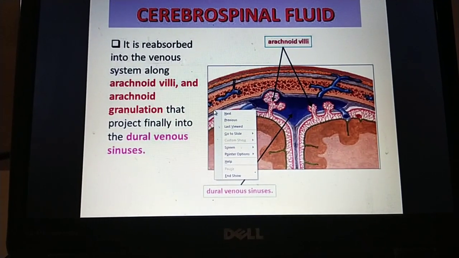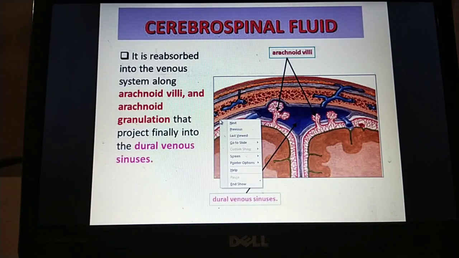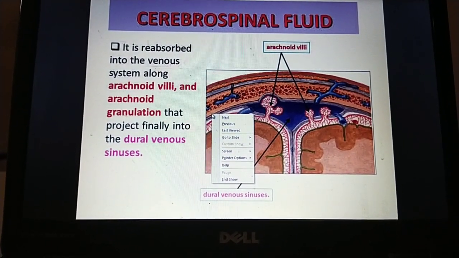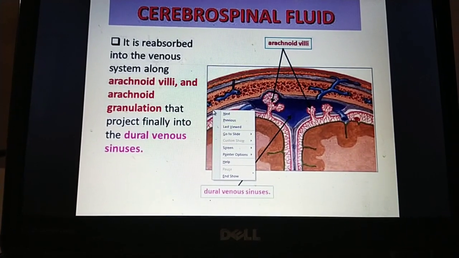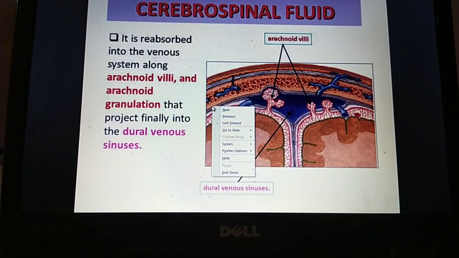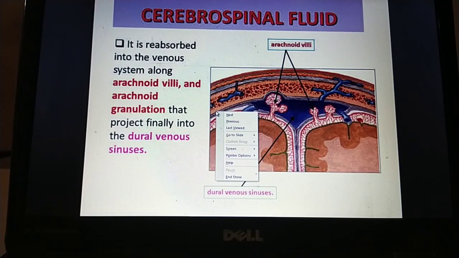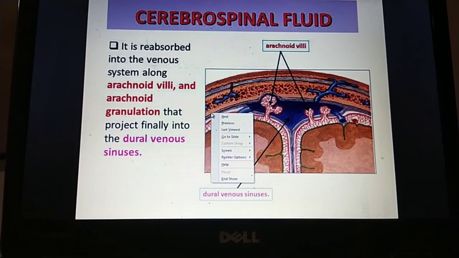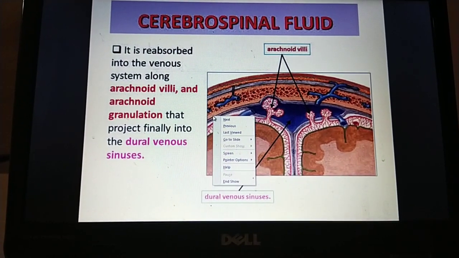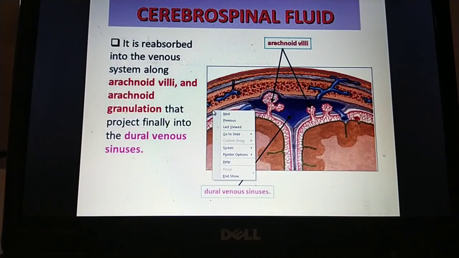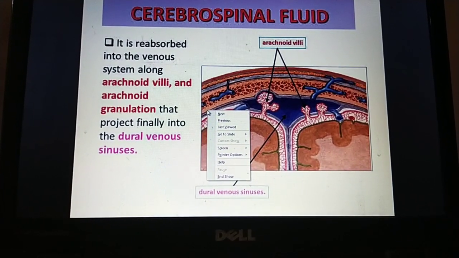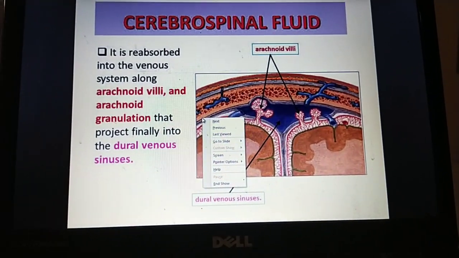The estimated adult CSF volume is 50 to 125 ml. In that distribution, 125 ml is within the subarachnoid space and 25 ml within the ventricles. This is about the cerebrospinal fluid and the ventricles. Thank you very much.